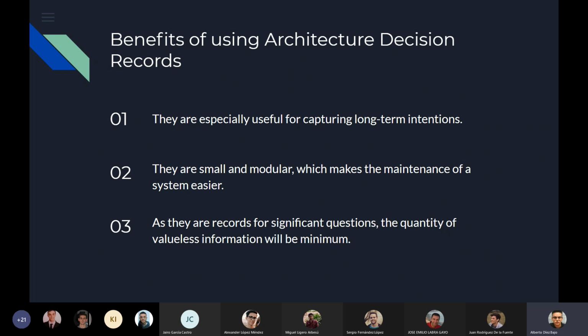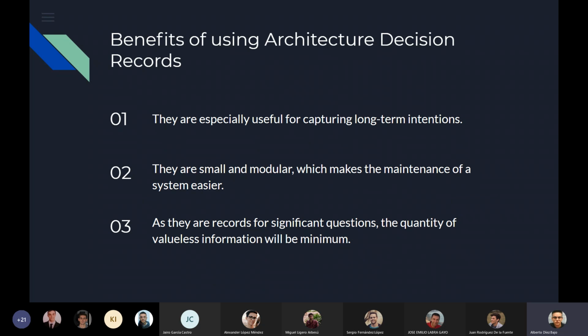The second is that they are small and modular, which makes the maintenance of a system easier. In fact, they could also be called lightweight architecture decision records. The main reason is that we try to isolate questions into small pieces, something like what we have done in another course of our degree called IPS, like dividing the epics into user stories, or what is done in an agile methodology.